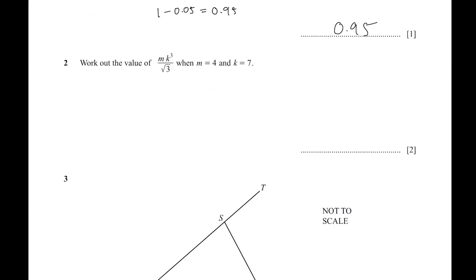Work out the value of m k cubed over square root of 3 when m is 4, k is 7. So 7 cubed times 4 divided by square root of 3. 792.1245693. 792 will do.